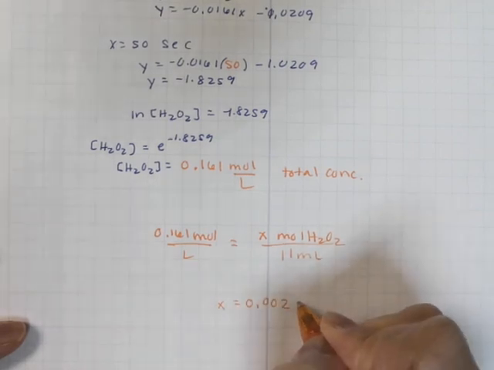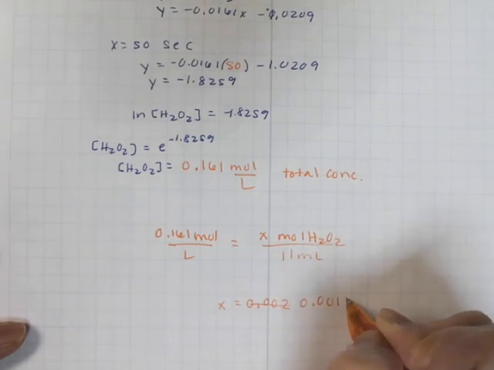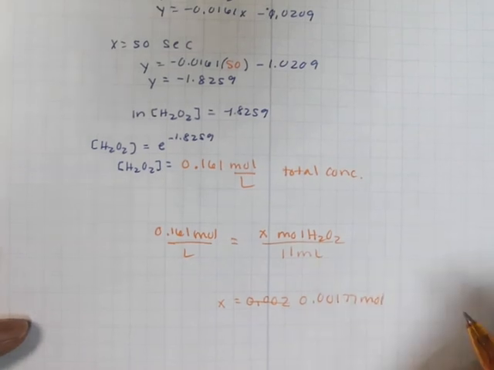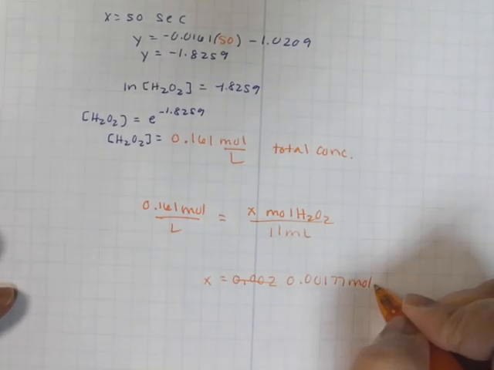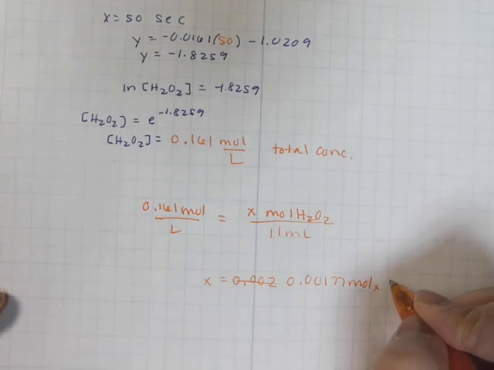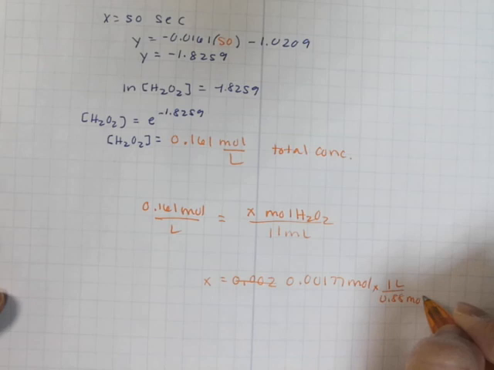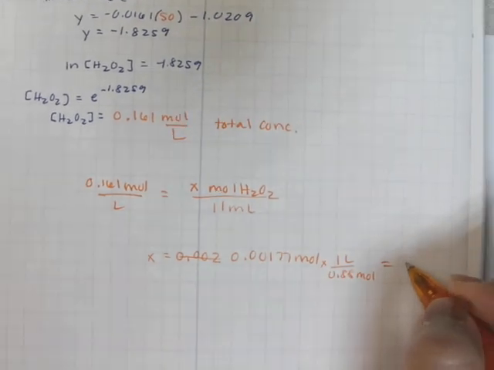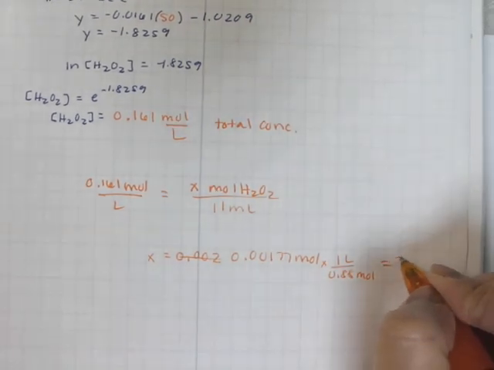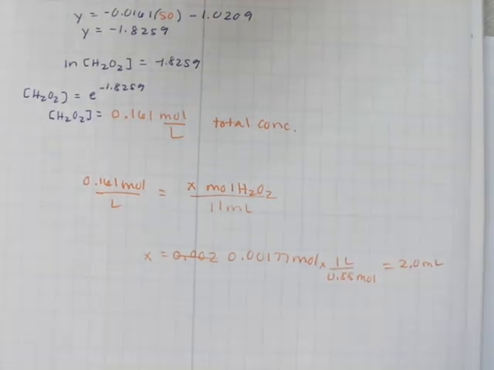This is going to equal 0.00177 moles. And then you can multiply times the concentration of the peroxide, which is 0.88 molar. So this would be 1 liter over 0.88 moles. And this comes out to 2.0 mils.